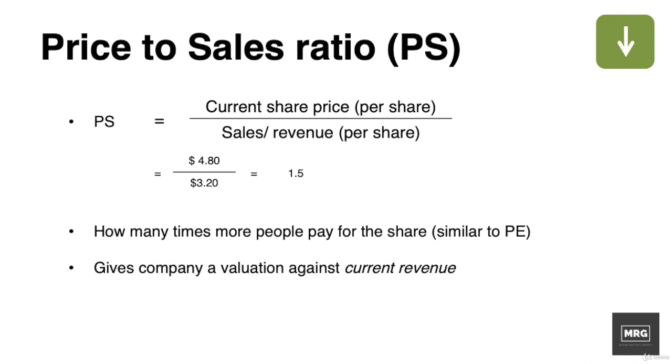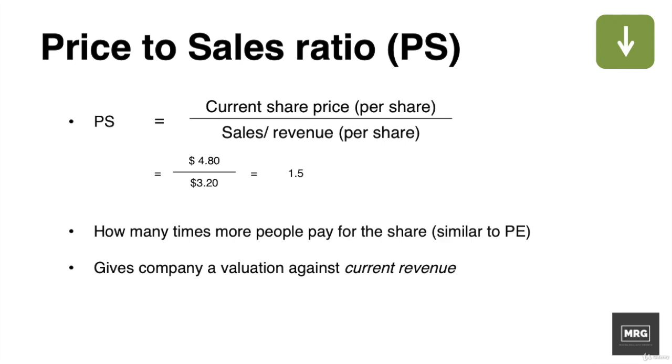Moving on, we are looking at the price to sales ratio, or the PS ratio. Similarly, we are taking the current share price, or the stock price, over its sales or revenue per share. So the difference here between PE and PS ratio is that for the PE ratio, you're taking the earnings per share, or the net earnings, while for the PS ratio, you are taking the sales or revenue per share. Simple maths: if the current share price is 480, you divide it by 320, assuming your sales per share is 320, you will get a PS ratio of 1.5.